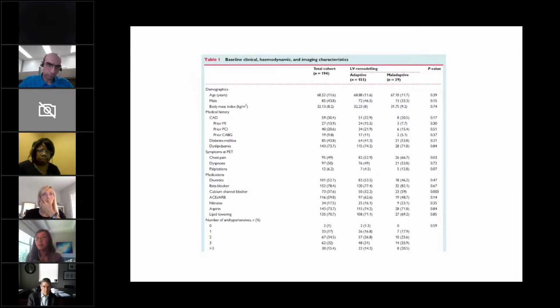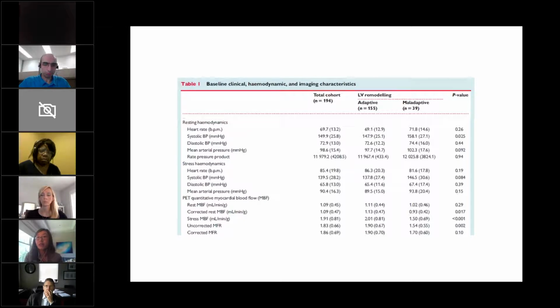So as we can see from our baseline characteristics table, this was a middle-aged patient population with a mean age of 68 years. There were 44% males, and the median BMI was 32. We then divided the patients based on adaptive versus maladaptive remodeling. And what you can see from the table is that the distribution of baseline characteristics were very similar between the two groups, with the exception of the calcium channel blocker use, which was significantly higher in the maladaptive group. It is important to note, though, that the number of antihypertensives taken between the two groups were similar.